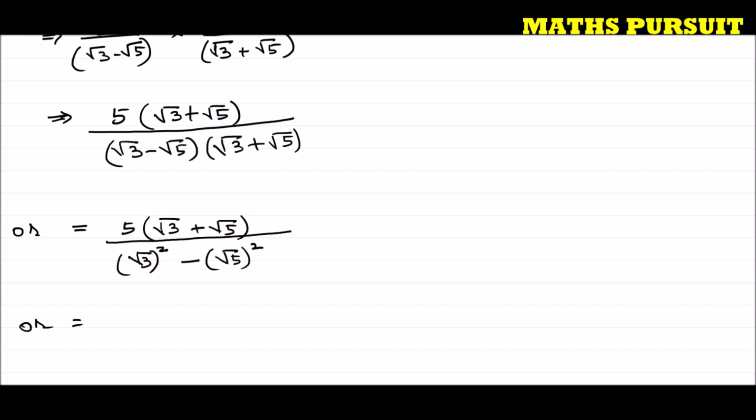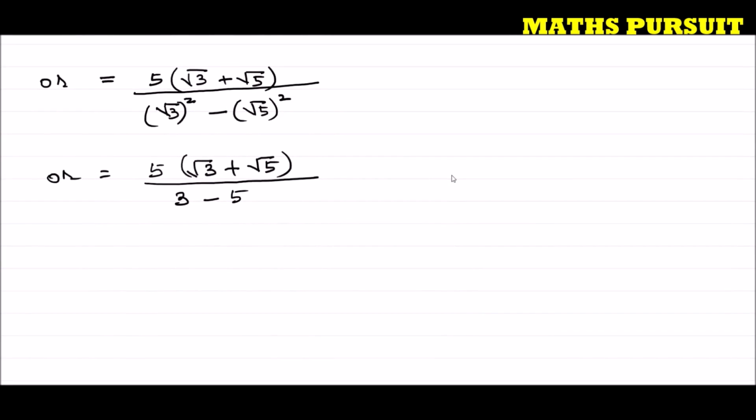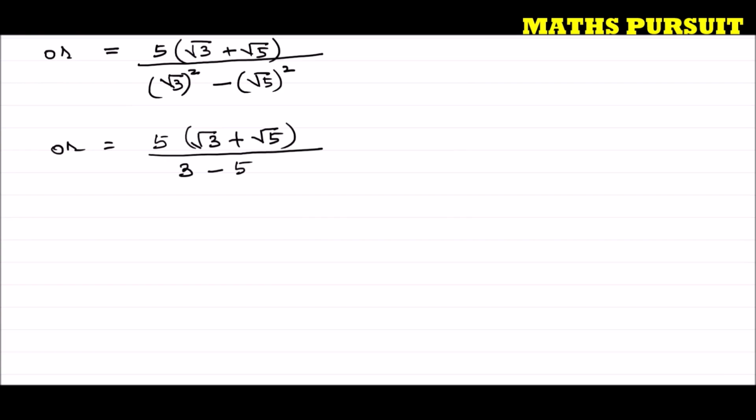Or this is equal to 5 into root 3 plus root 5 upon root 3 to the power 2, that means root 3 into root 3 is 3, minus root 5 to the power 2, that is root 5 into root 5 is 5. So let us solve it further. Hope guys it is very clear what I am doing here.